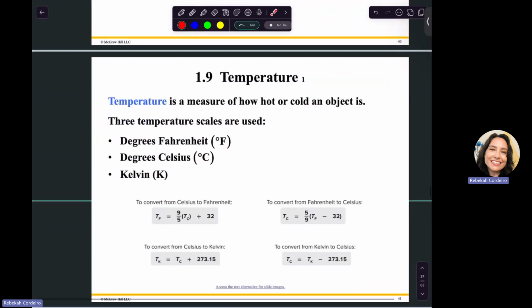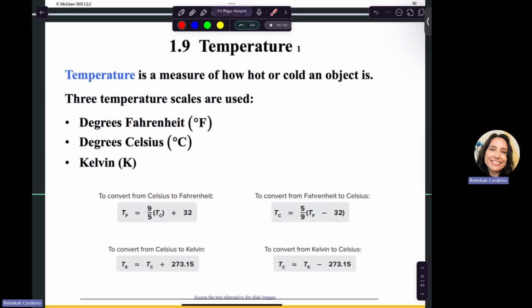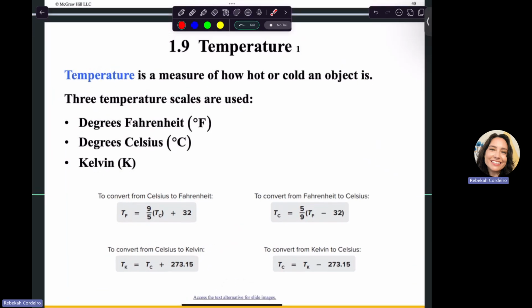One last little thing for today's slides. We're going to talk about temperature differences. So temperature is a measure of how hot or cold an object is related to how fast the particles are moving. We've already talked about that a little bit with our states of matter talk. You've got 3 different temperature scales. We use Fahrenheit, Celsius, and Kelvin. Fahrenheit and Celsius have degrees, and Kelvin is just K.